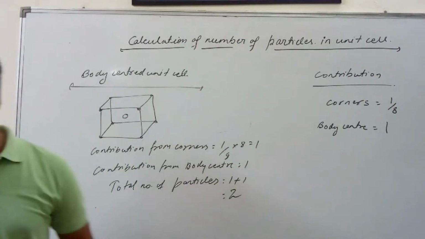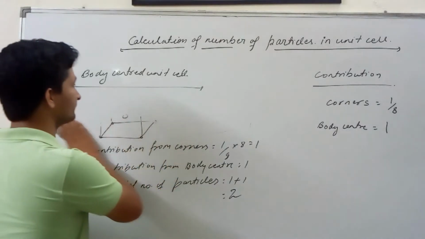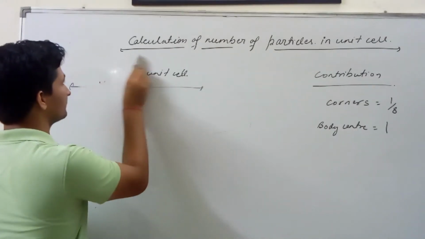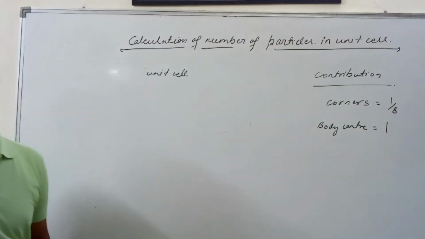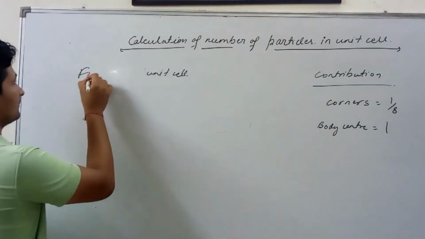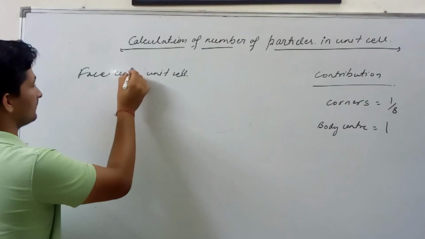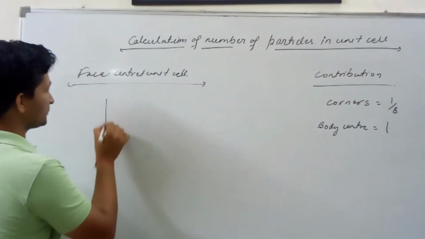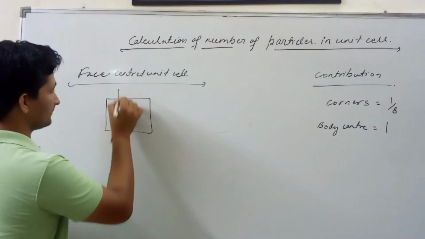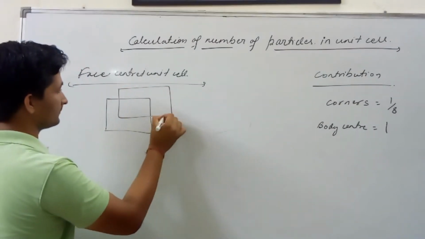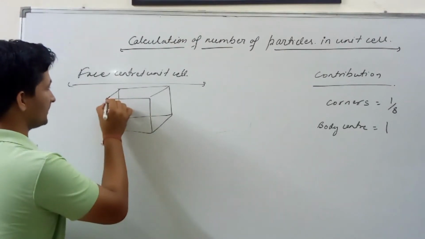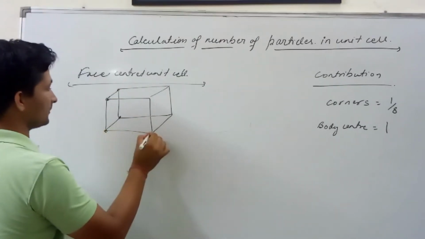Now the third is the face centered unit cell. In case of a face centered unit cell, particles are present at the 8 corners.